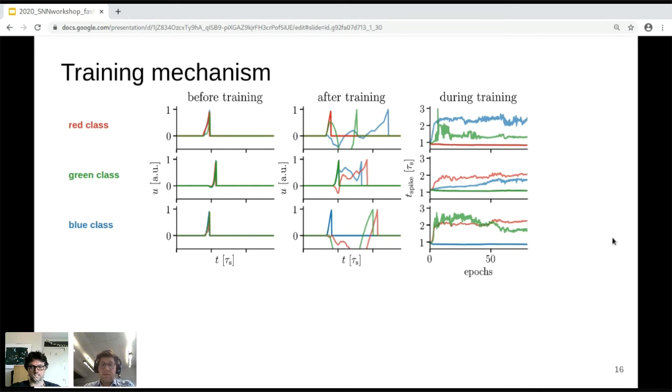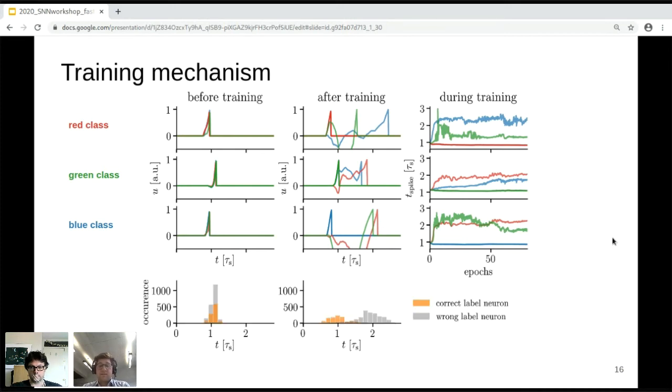This is just for three samples, but how does this turn out for all the training samples? Well, here is a histogram plot over all training samples. The spike time of the correct label neurons, shown in orange, is before training basically again indistinguishable from the spike times of the wrong label neurons. But after training, in the right plot, you see that there's a big difference introduced.